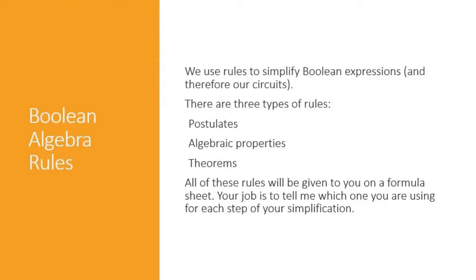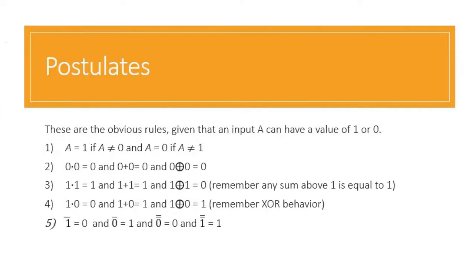There are three types of rules that we use to simplify Boolean expressions. These are the postulates, the algebraic properties, and the theorems. All of these are given on the formula sheet. So our job is just to recognize which one we need in order to perform the simplifications. And you'll just indicate as you simplify which of the rules you're using. We'll go through each one just to understand them a little bit better. But again, big picture, we're just interested in applying them at this point.